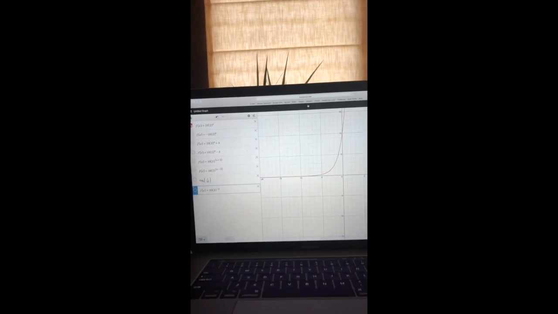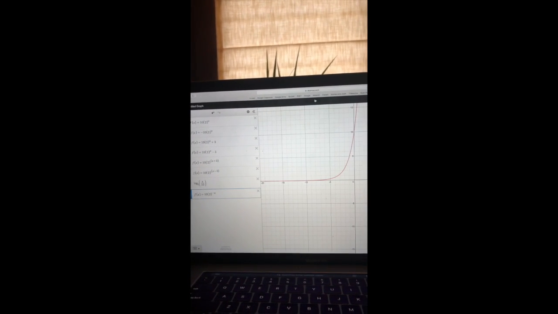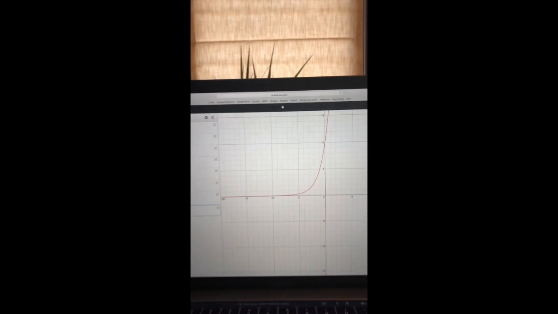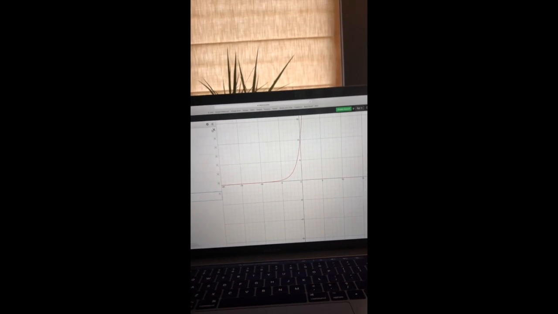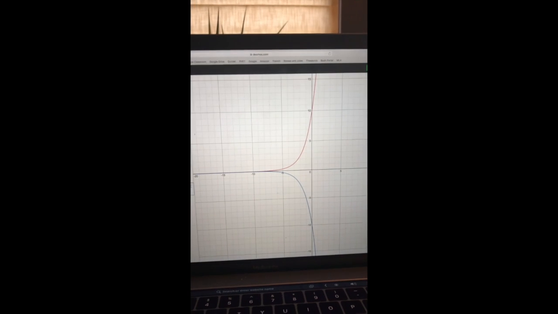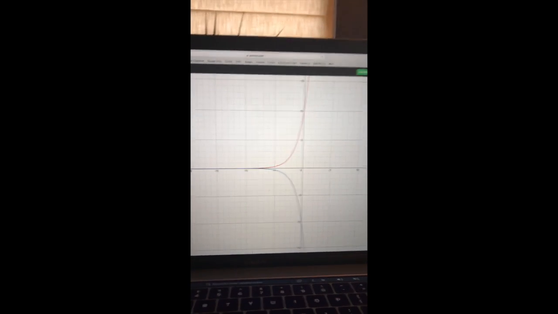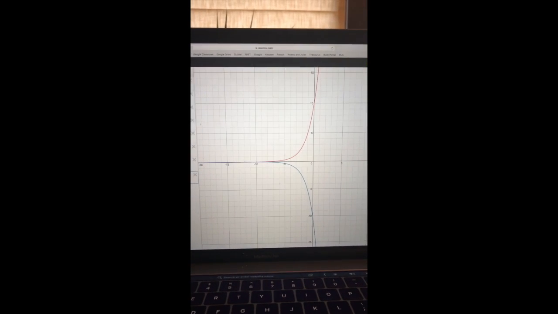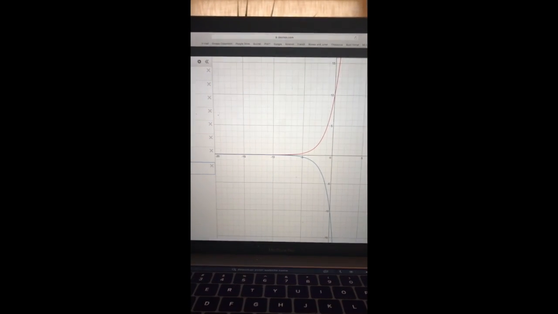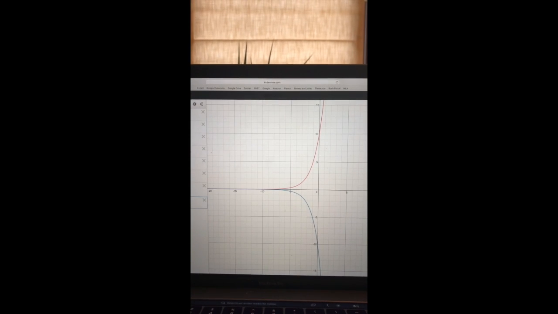Okay, so this is our original function, f of x equals 10 times 2 to the x. That's what it looks like. Now, if we were to reflect that over the x-axis, we would make the 10 negative. So, if you want to reflect an exponential function across the x-axis, you make the a value negative. Okay, so we'll take that away.